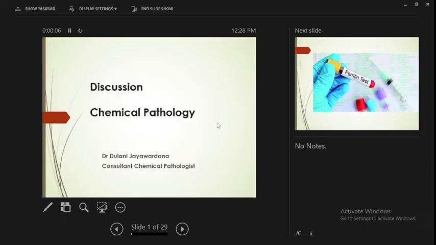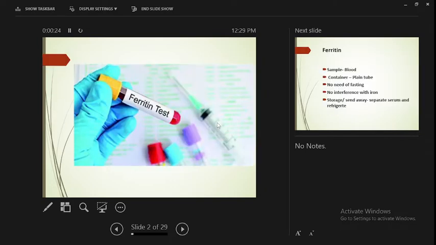So we have come towards the end of the symposium. I will be discussing the chemical pathology aspect. Basically, in this patient, a lot of biochemical investigations were done. So I will discuss some important points that you should know during the sample collection, transport and interpretation. The first one is ferritin.